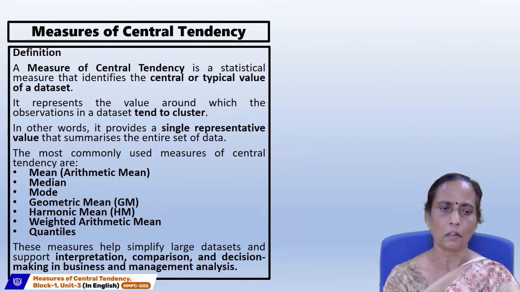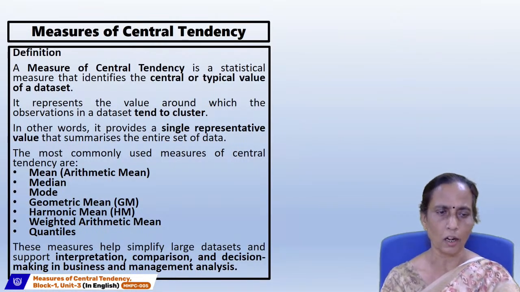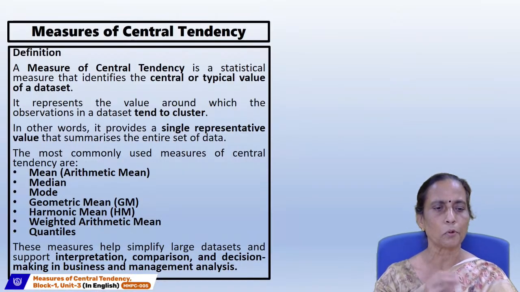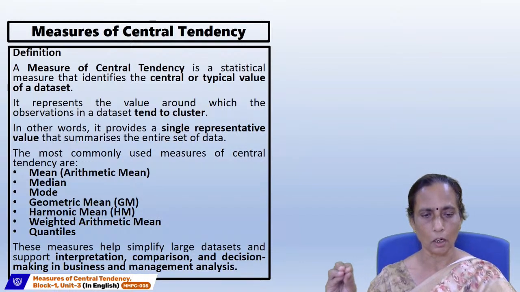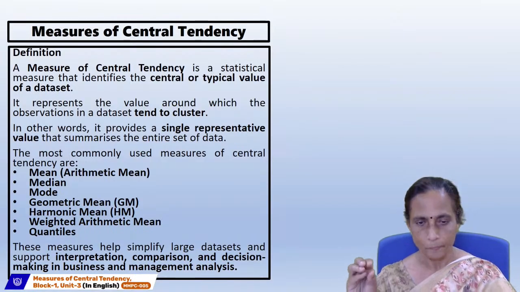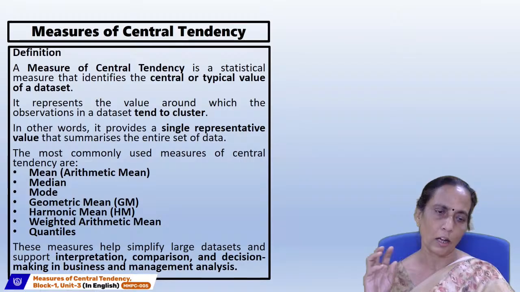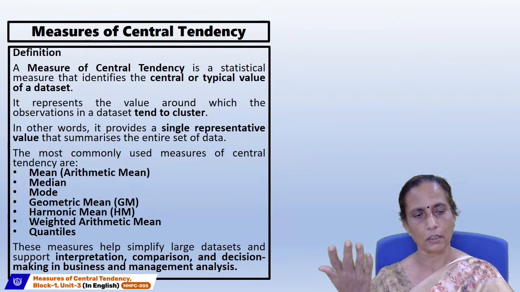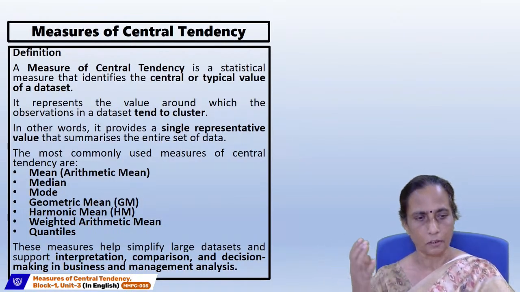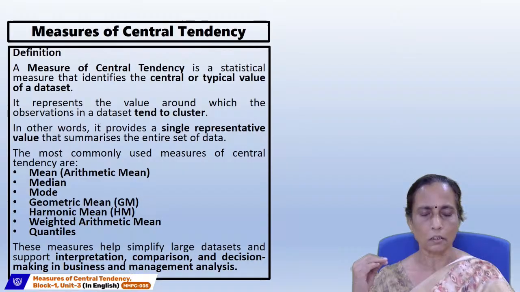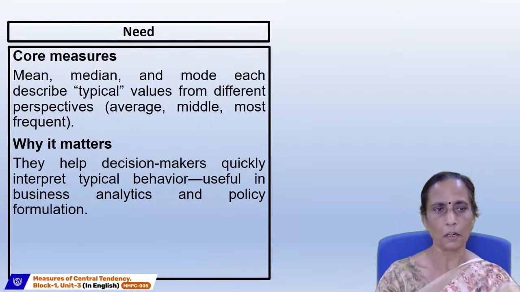They are geometric mean, harmonic mean, weighted arithmetic mean, and quantiles. You may say these last four measures are basically used in specific cases, and we will indicate where these four are used. So these measures help to simplify your large data sets, and they support interpretation, comparison and decision making in your business and management analysis.